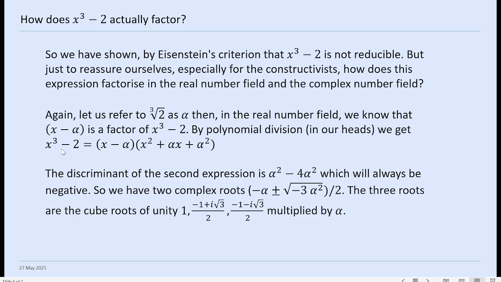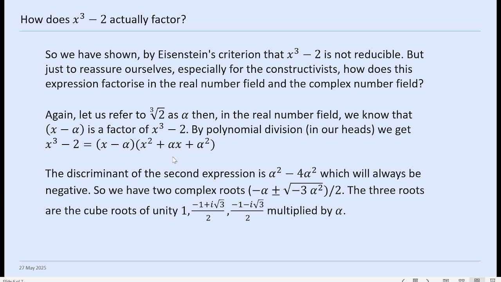X times x squared is x cubed, all good. Then let's look at terms in x squared. You get x squared times minus alpha, minus alpha x squared. Then you get alpha x times x, plus alpha x squared, they cancel. Let's look at linear terms. X times alpha squared here, and then here you've got minus alpha times alpha x is minus alpha squared x, they cancel. And then you've got minus alpha times plus alpha squared, minus alpha cubed, is minus 2. So that shows why this factorization works.